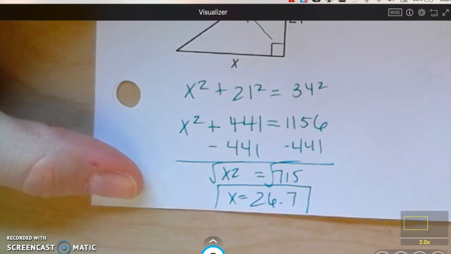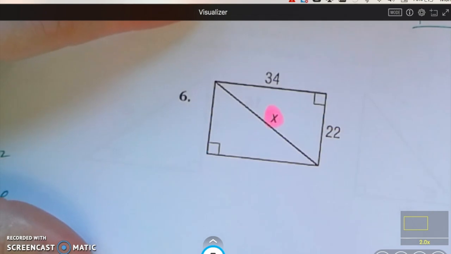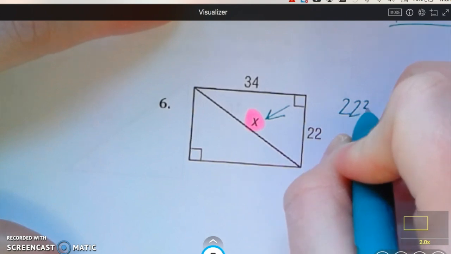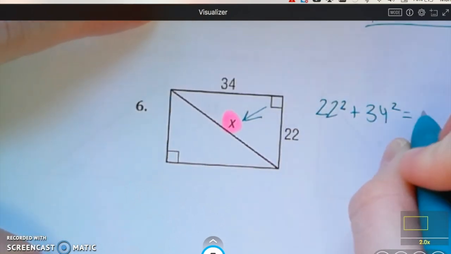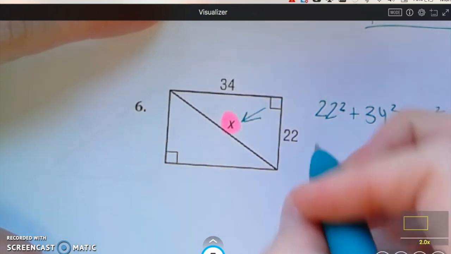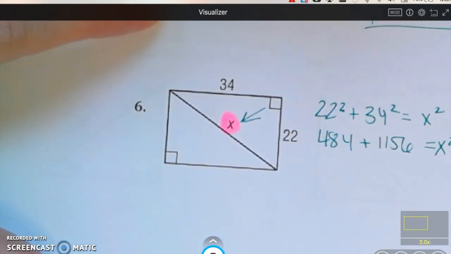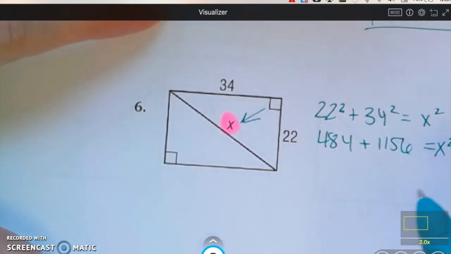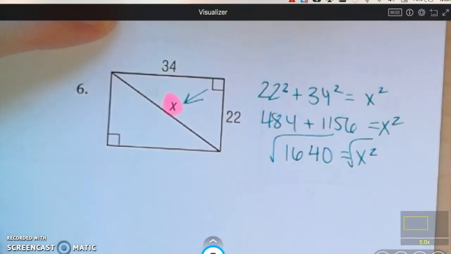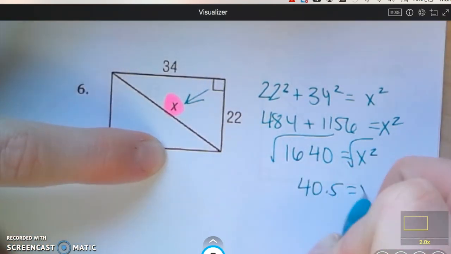Moving on to number 6. I highlighted the hypotenuse, which is in fact x this time. It is across from the right angle. So this is going to give me 22 squared plus 34 squared equals x squared. So I have 484 plus 1,156 equals x squared. When I combine those two, I get 1640 is equal to x squared. I'll take the square root of both sides, and I get 40.5 equals my value for x.